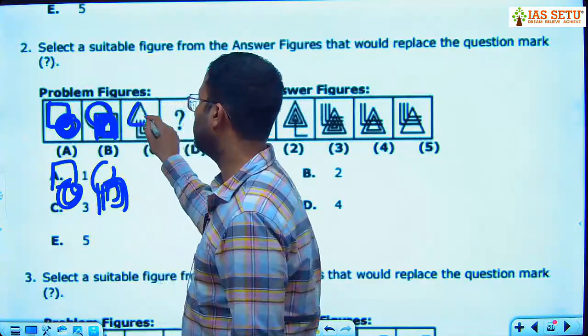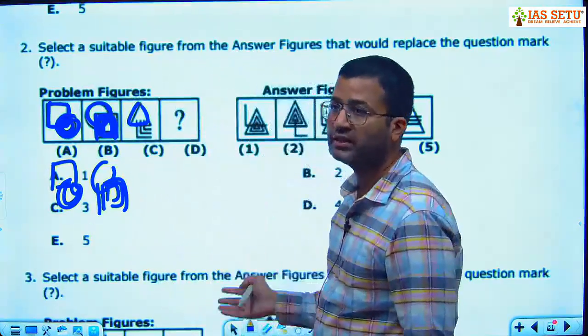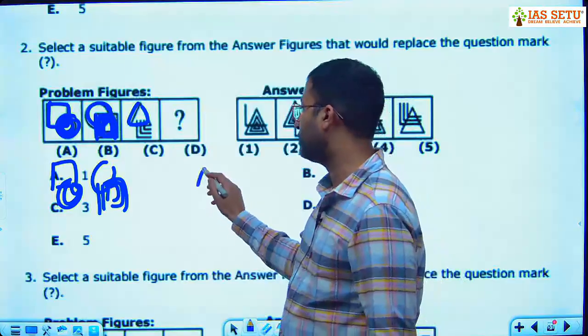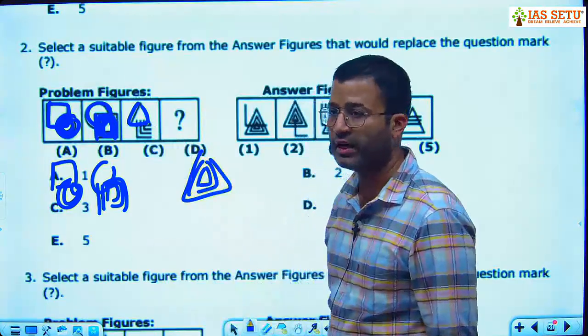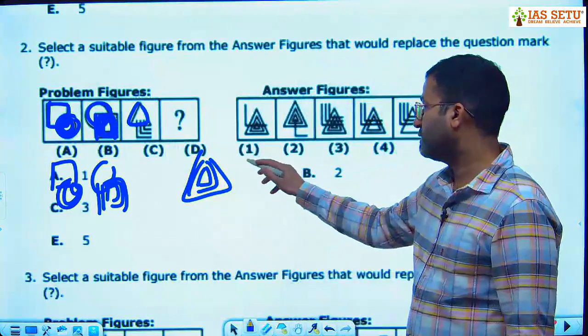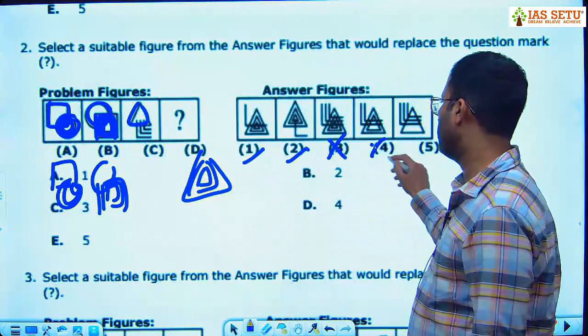So here there is one triangle. So here in answer figure there will be 3 triangle. Answer figure में क्या होंगे? 3 triangle होंगे. This is 3L will become 1L. Either answer is 1, 2, 3, 4, 5 not possible.